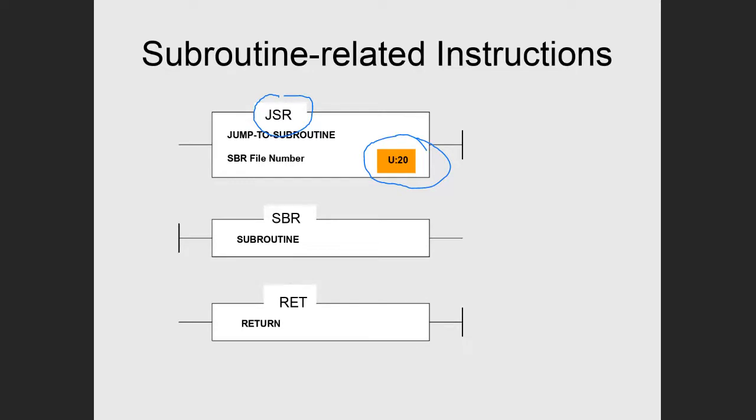And so you can jump to any subroutine you want. To do that, you have basically a file number right here. Each subroutine will be in a file number. It'll be tagged. So you have the jump to subroutine, this is in your main ladder. And then in the actual subroutine, you'll have these other 2 instructions.